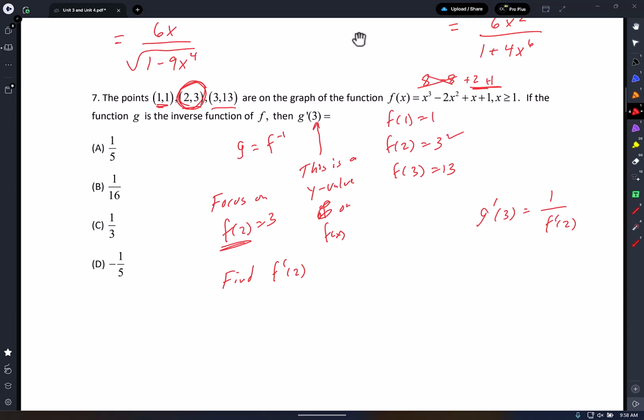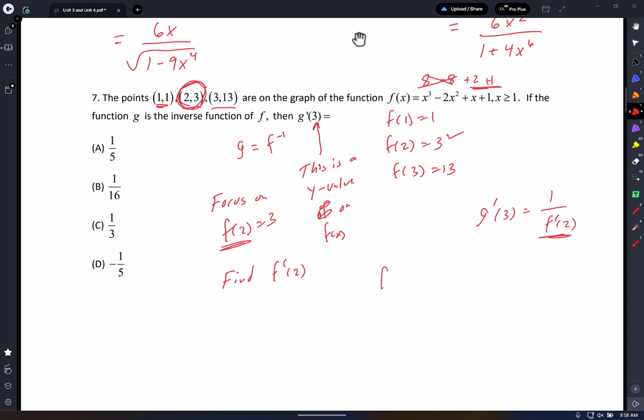If you don't understand this, guys, please look at my video about inverses. I forgot the notes, but look at my video. Just rewind until you see inverses, inverse functions, and we talk about why this is, guys. If you still have questions, please come see me. Come talk to me. All right, so I'm going to find f prime of 2.